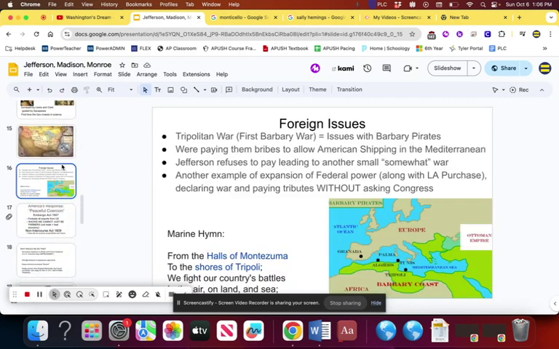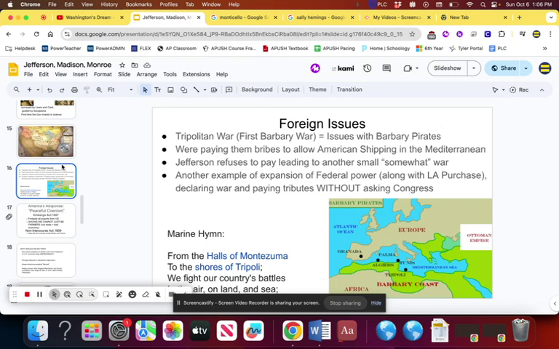So, as we had already said, the United States was dealing with respect issues around the world, like seen in the XYZ affair. Other countries are not really recognizing us as a power or as a sovereign, independent nation. Again, we saw that in the XYZ affair. Another issue is that the U.S. is trying to trade in the Mediterranean, as you can see on the map down there, near Europe and North Africa. And there's these pirates. They're called the Barbary pirates, right? They're up in the Barbary Coast there on the map.